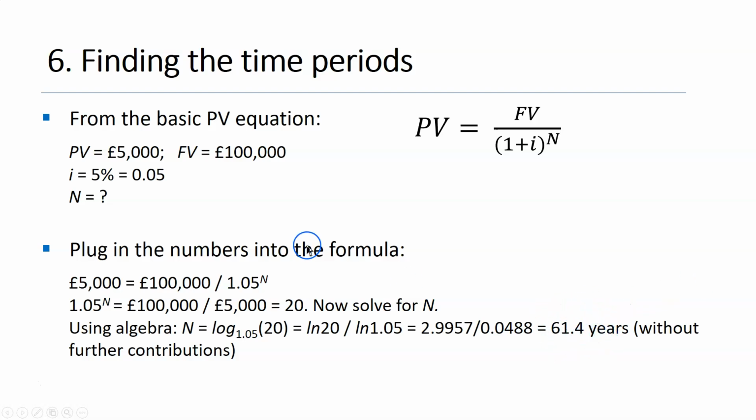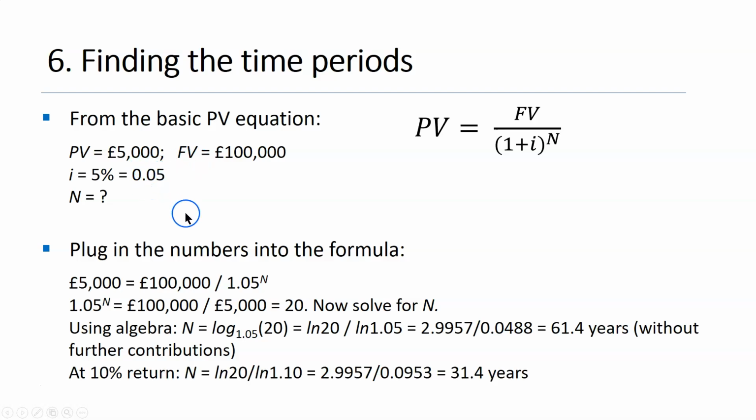So without further contributions, if you start with £5,000, you will need to wait for 61 years before your capital will grow to the required sum. Apparently, it's too long. You don't really want to buy your first home in 60 years' time. It's just too long a wait, which means that this particular plan, just growing your existing capital without any further contributions, is not viable. You'll need to make certain adjustments.